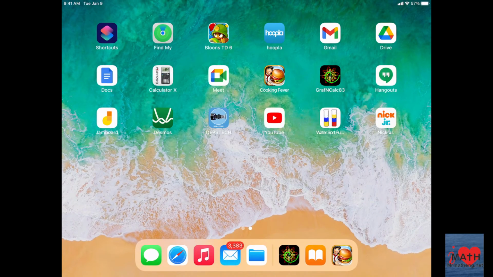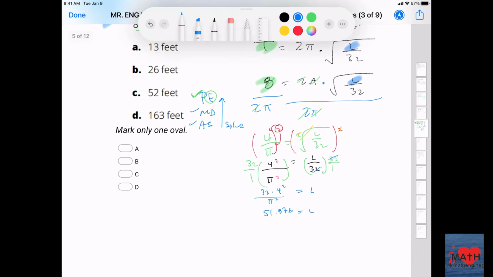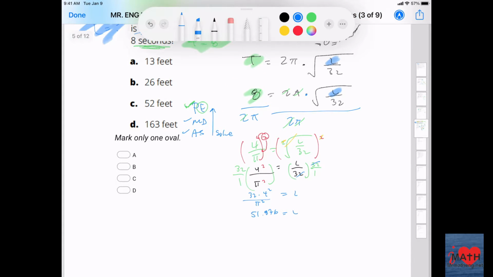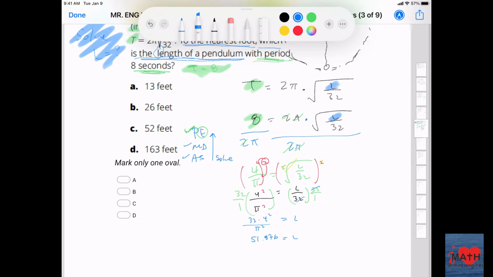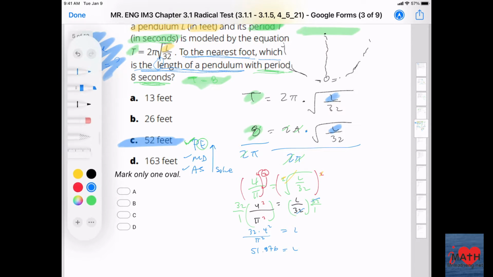51.876. And the closest choice that we have there is C. So the answer for number 4 is C.